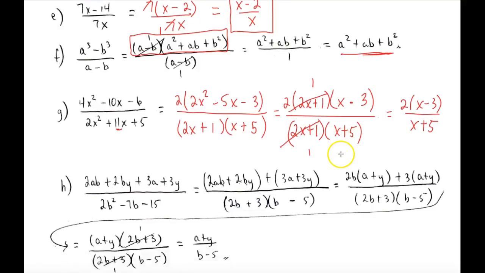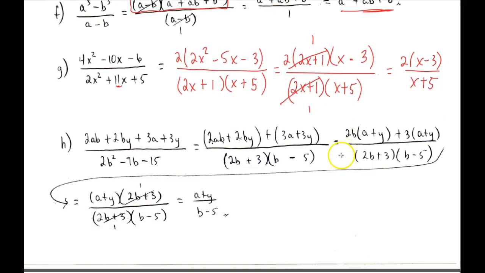Moving on to the next example, you'll see that we have 2ab plus 2by plus 3a plus 3y, all that divided by 2b squared minus 7b minus 15. Now, notice that we have 4 terms here instead of 3. So we're not dealing with trinomials here. We're dealing with a polynomial with 4 terms.